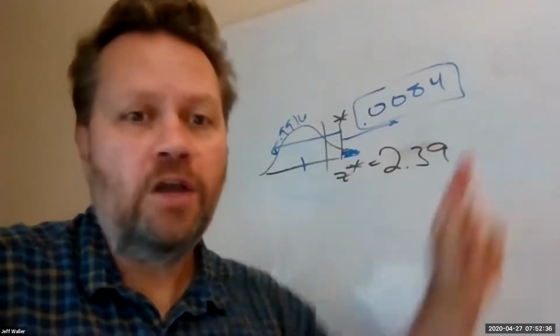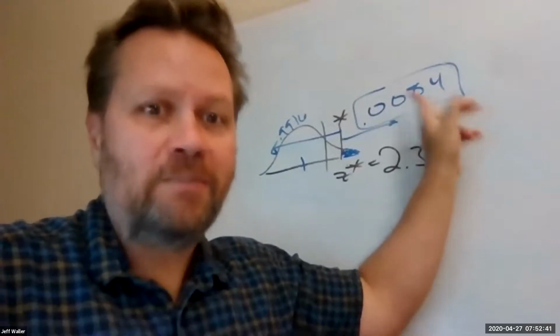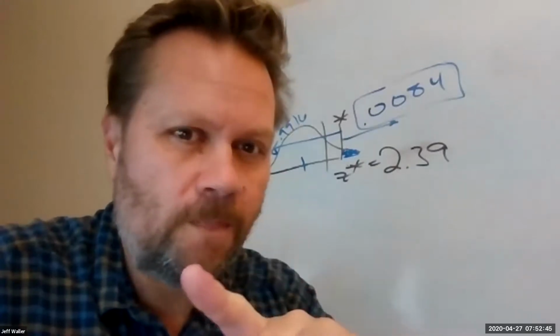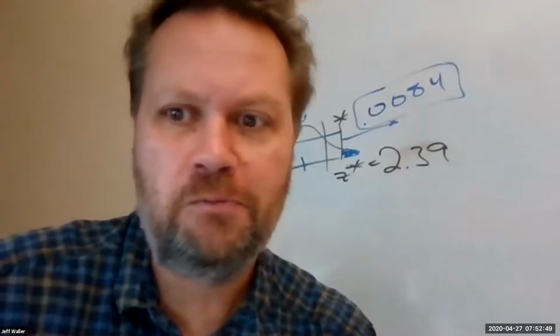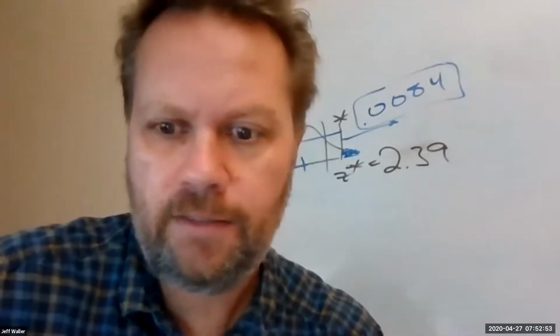Is it proof? No, because there's still a chance we're wrong. This is the probability that we reject the null when it was actually true. If you had a 0.84% chance of being wrong, would you feel pretty good? Hell yeah. That's better than most days for me, I'll tell you that.